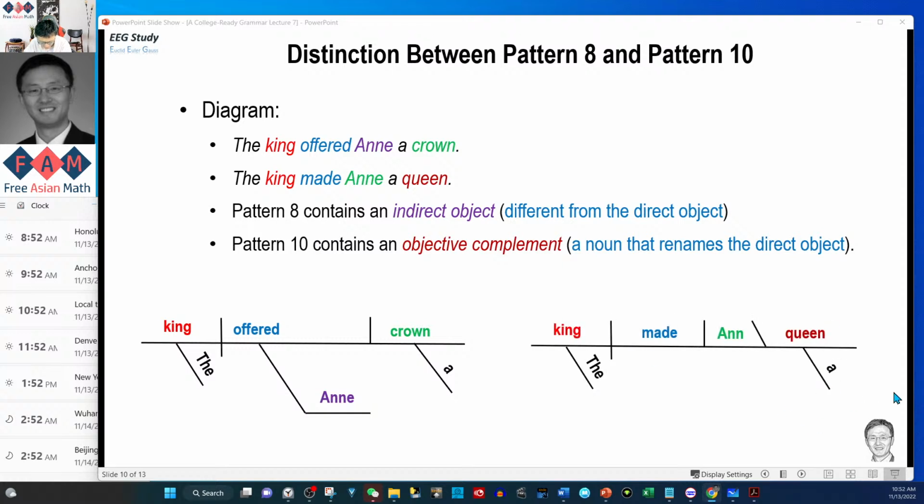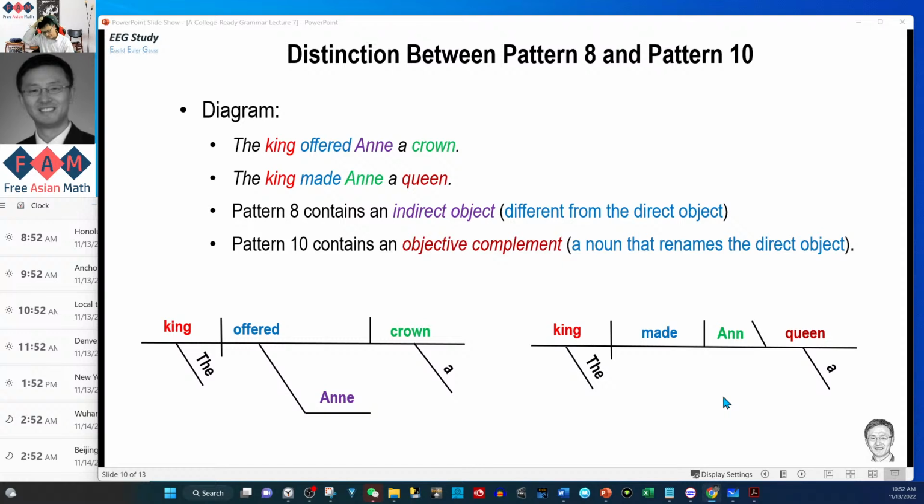made Anne a queen. So now this is further explanation of why we want sentence diagramming. Once you can diagram the two sentences, you will clearly see they look very different structurally. The second one has 4 slots above the main line, while the first one has only 3.